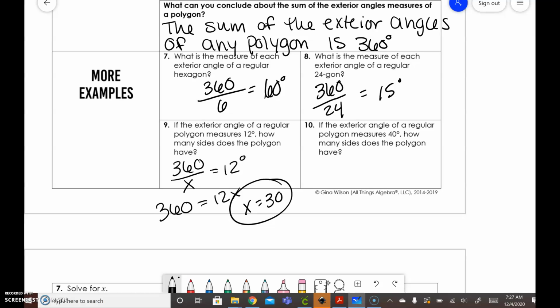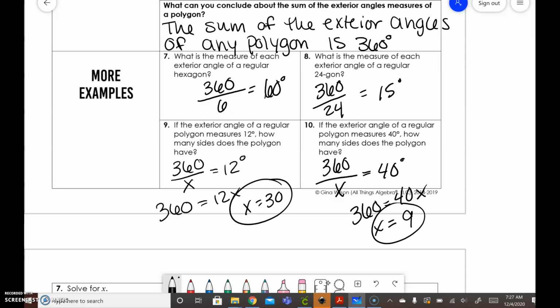And if the exterior angle of a regular polygon measures 40 degrees, how many sides does the polygon have? So if we know the exterior angle is 40 degrees, we have 360 divided by the number of sides, x, is equal to 40. So 360 is equal to 40x. And we get x is equal to 9. So it has 9 sides.